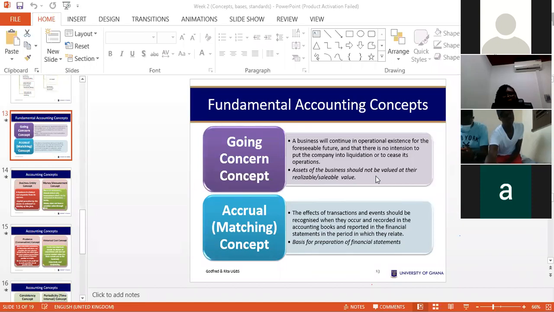Yes, Abuna, I'll go over going concern when I get ahead, to explain the second point to you better. So just take note, I'll do that. So that is the accrual or the matching concept.